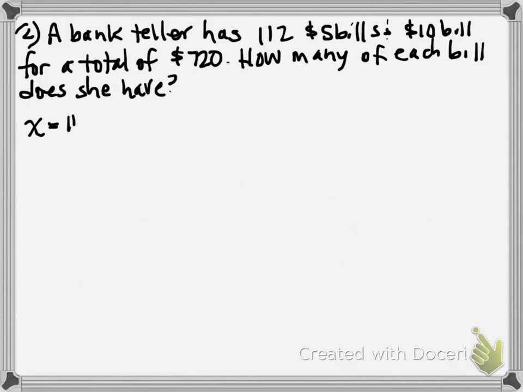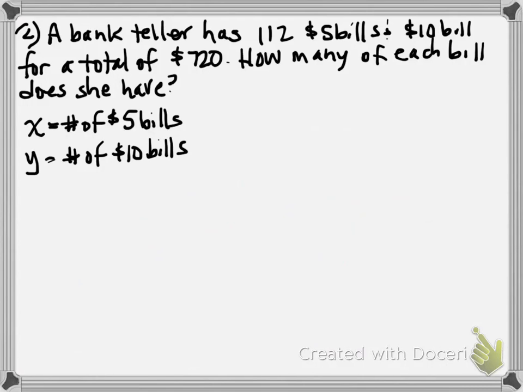x is going to be the number of $5 bills, and y is going to be the number of $10 bills. And I tend to just write my variables in terms of the order that information's given. All right, so two unknowns means I have to write two equations. Now, what two different types of information do they tell us about those $5 bills and $10 bills in the problem?